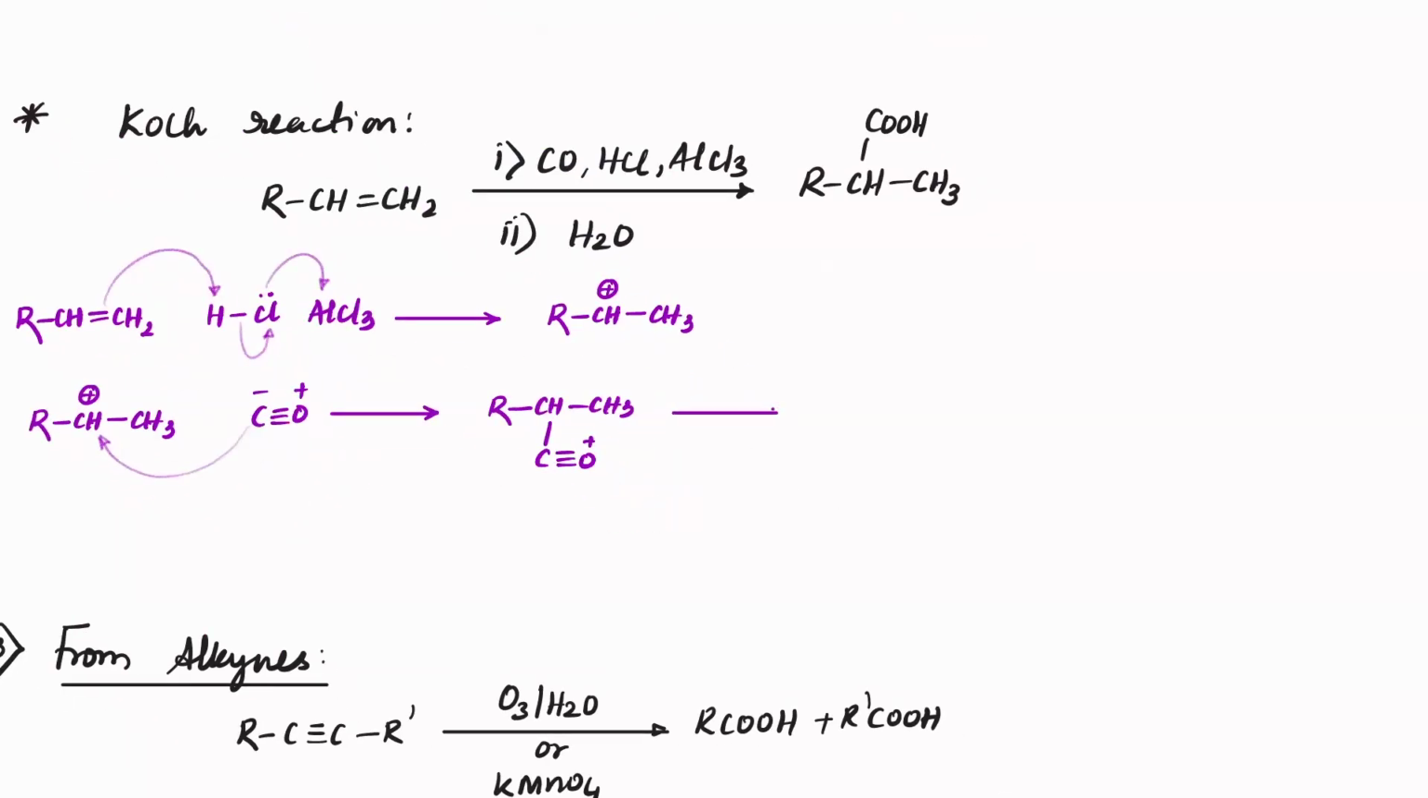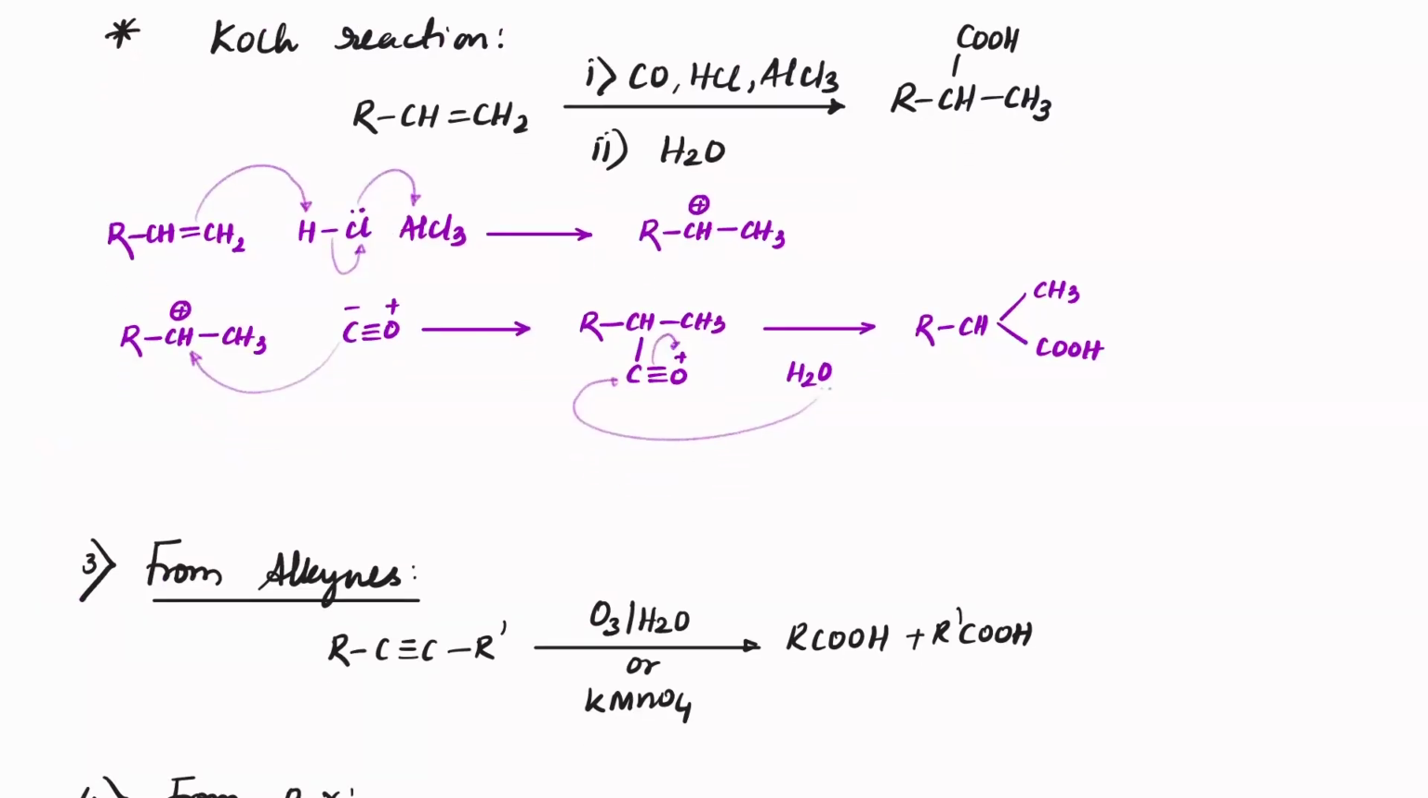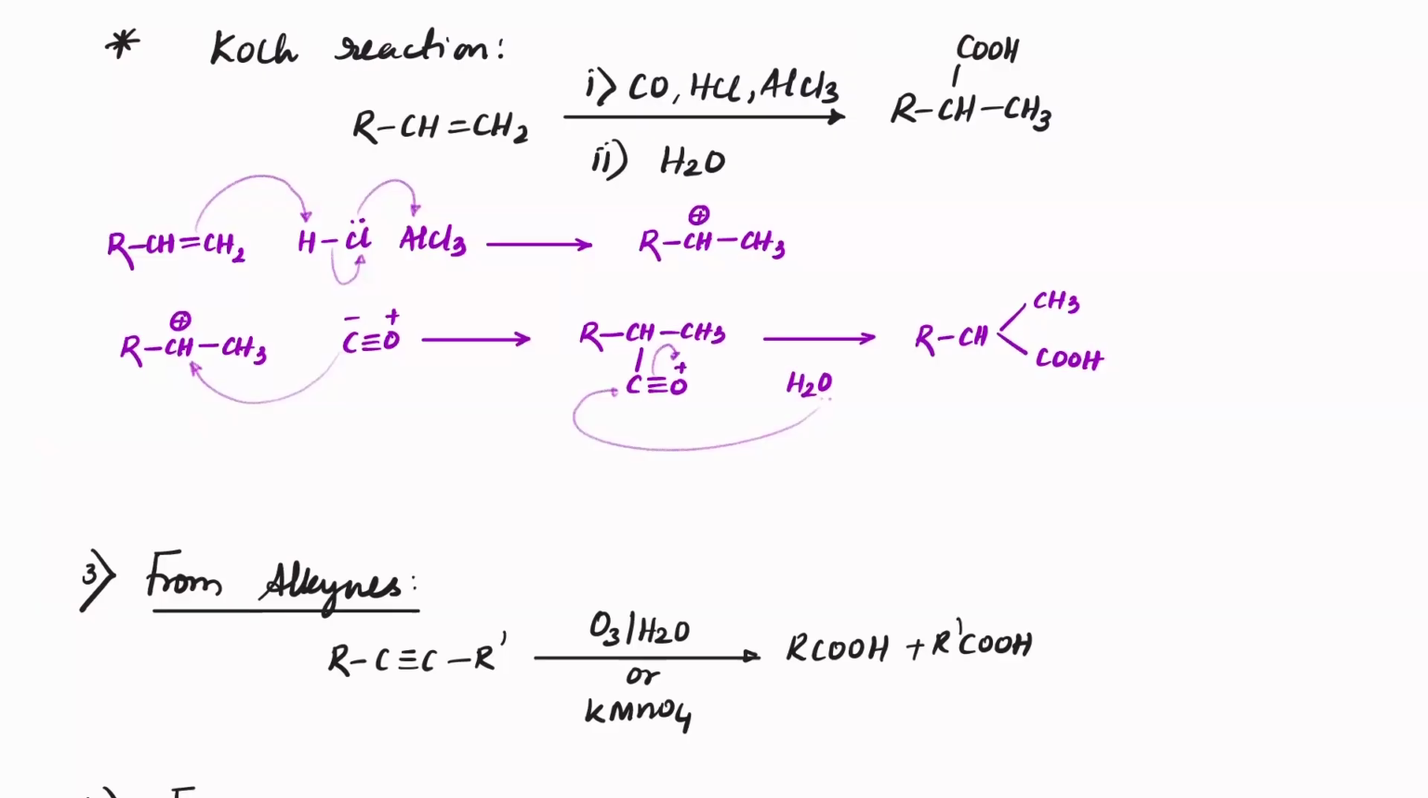It is a highly unstable form, so H2O will attack on this carbon to pull the pi bond towards oxygen. So we'll get CH, CH3 and COOH. That's how we can get acids. This is called the Koch reaction. I hope everybody understood that.